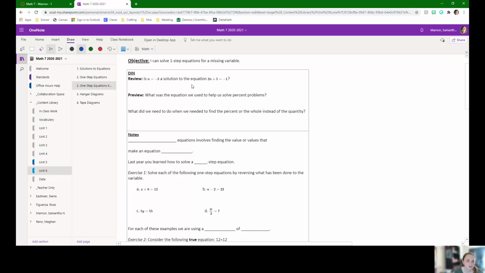So we're going to substitute -3 for n in the expression on the left-hand side. 2 times -3 is -6, plus 5 is -1. So that means this side is -1 and this side is -1. So n equals -3 is a solution.